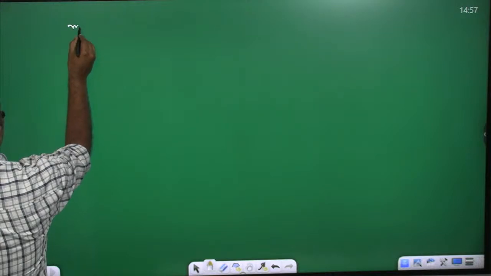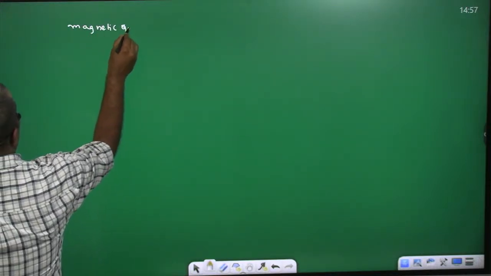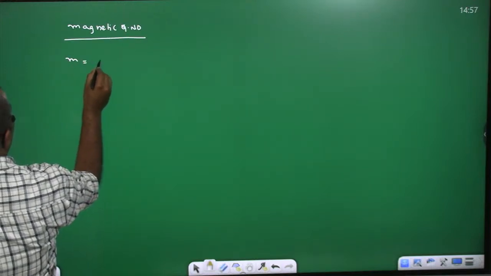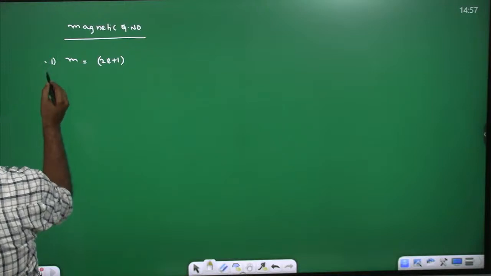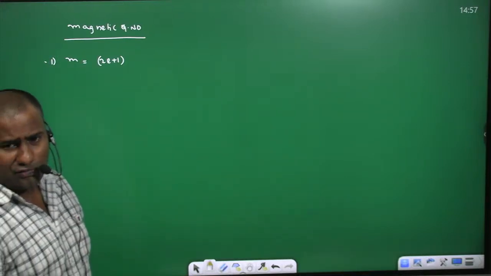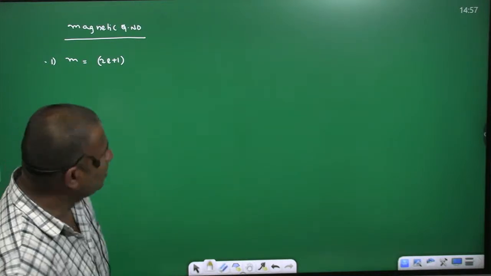Coming for the azimuthal quantum number, then the magnetic quantum number. For magnetic quantum number, how many values do we have? Magnetic quantum number is 2l plus 1. Any orbital you can take. For example, s can have 1, for p we can have 3, for d we can have 5, for f we can have 7.